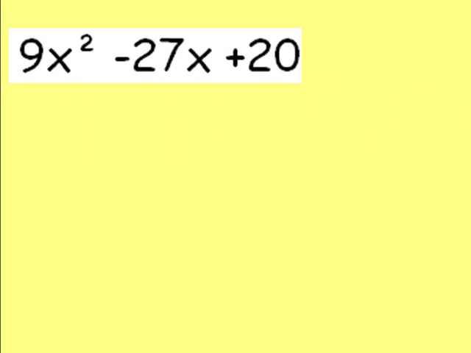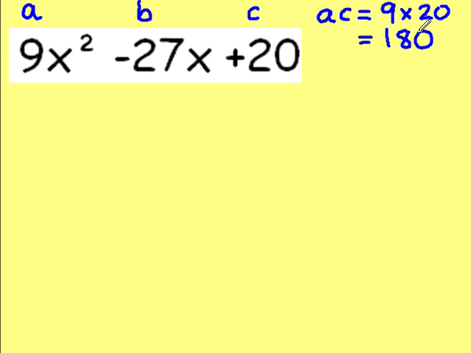First thing we need to do is identify our A, B and C. In this case, A is 9, B is minus 27 and C is 20. Now the AC number we'll find by multiplying A by C, in this case 9 multiplied by 20, which gives me 180. Now I'll need this to find my factors.